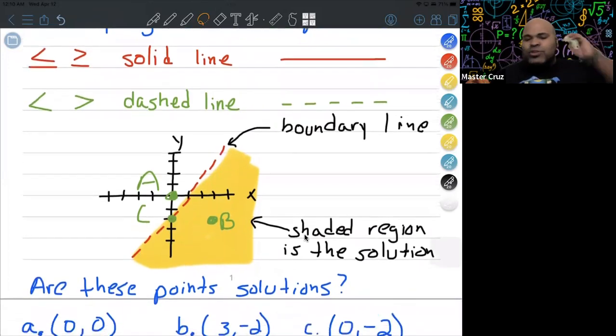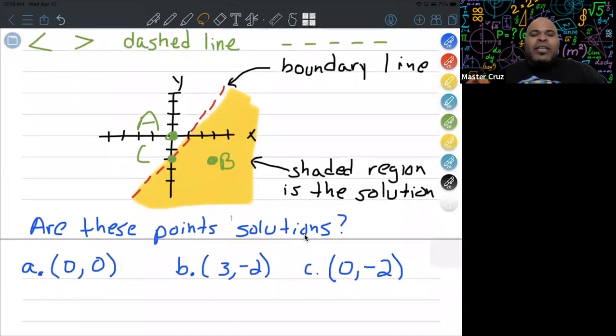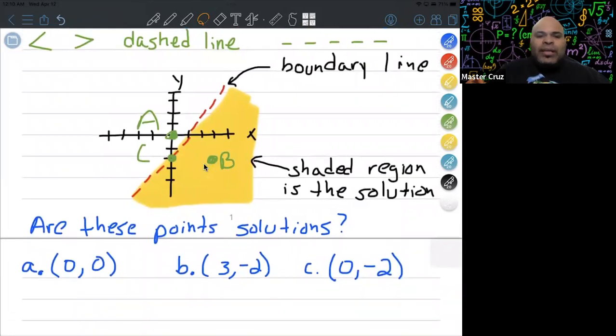So if I give you this graph and I ask you, hey, are these points solutions to this inequality? What can we say? Well, first let's look at point A. Point A is (0, 0). Is (0, 0) in the shaded region? That's a question you've got to ask. And the answer is no. Therefore, this point is not a solution. So I'm going to write down, no, this is not a solution. How about point B? Well, point B is in the shaded region, so point B is a solution. So I'm going to put yes. Point B is a solution to this inequality.